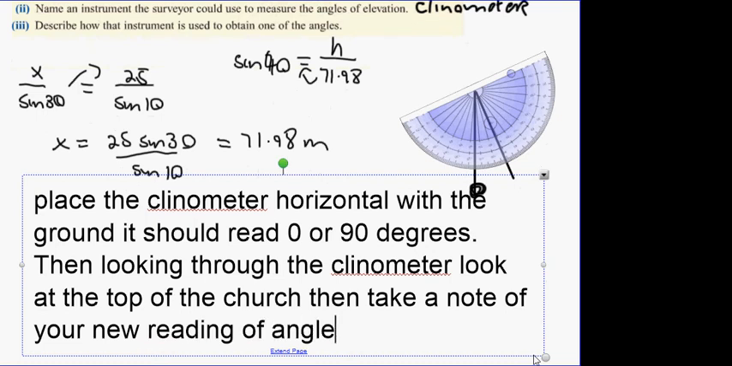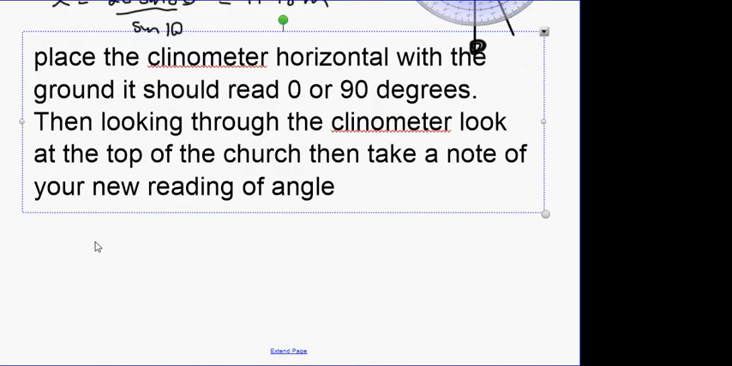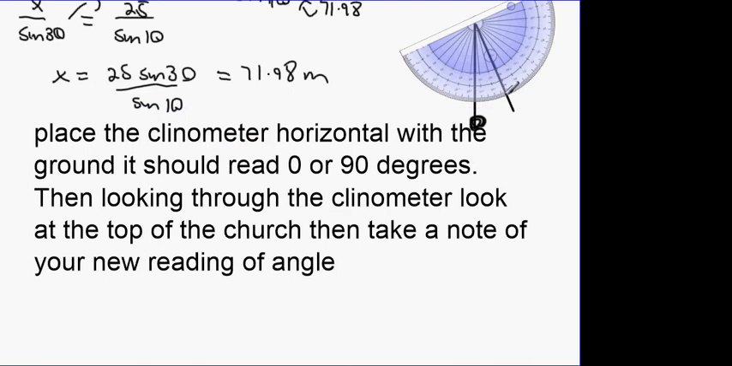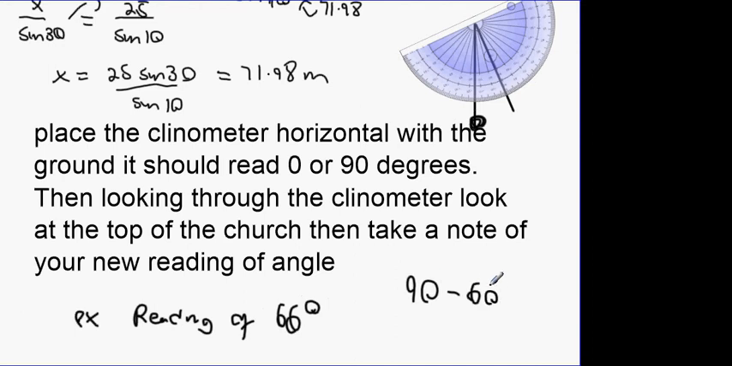Now some people, if I had time in a test, I'd really sell it. I'd say this reads, let's say, 90, 80, 70, it reads, let's say, 66. So an example would be a reading of 66. And then you can say 90 degrees minus 66 degrees means the angle going upwards is going to be 24 degrees. You can do that if you want to really sell it home.